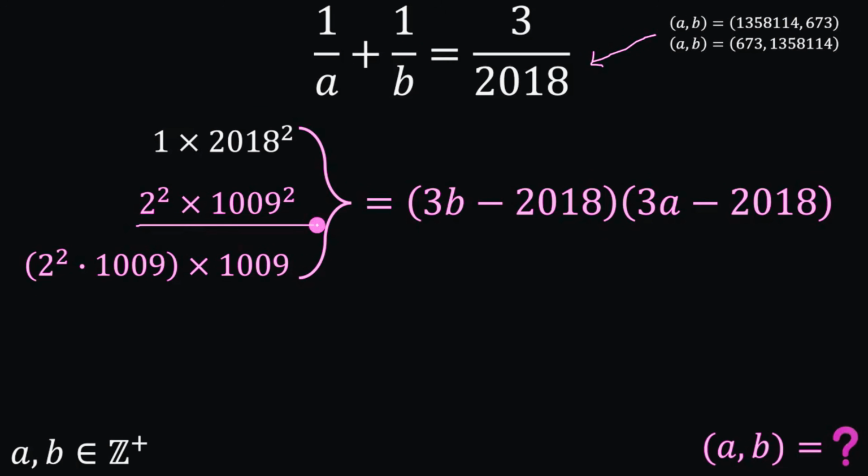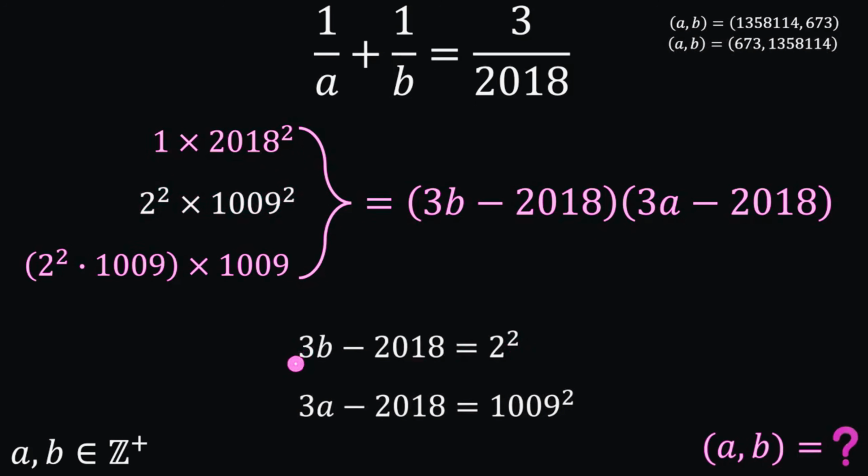Alright, now let's have the second pair, 2 squared times 1009 squared. So 3b minus 2018 equals 2 squared, and 3a minus 2018 equals 1009 squared. So let's solve for the values of a and b. Let's have b first. 2 squared is 4 plus 2018, this is 2022. Divide this by 3, this will give us 674. So this is the value of b.